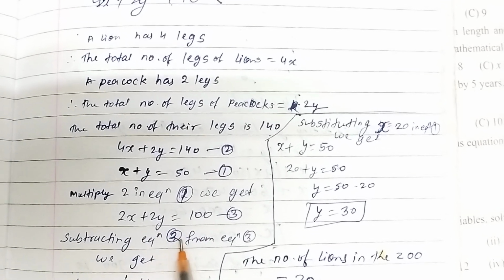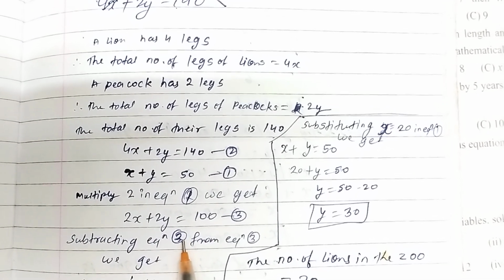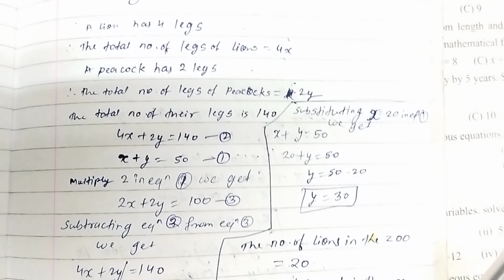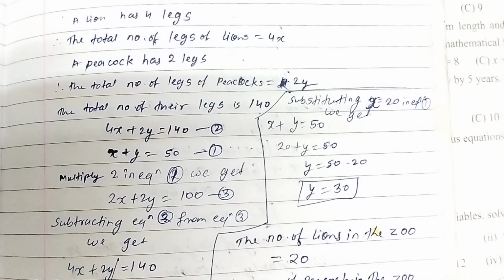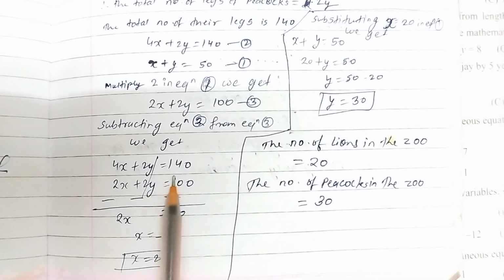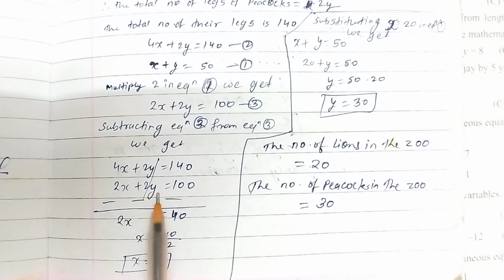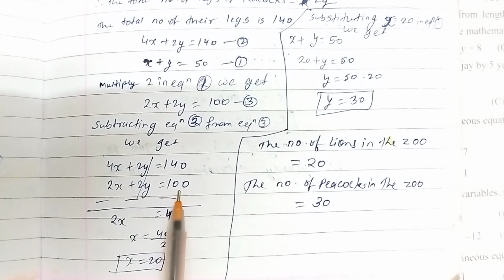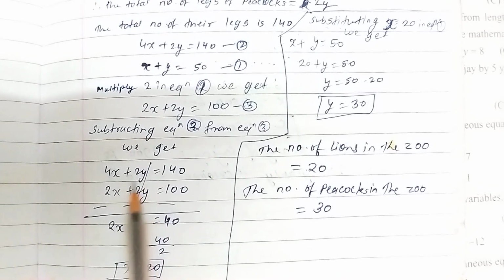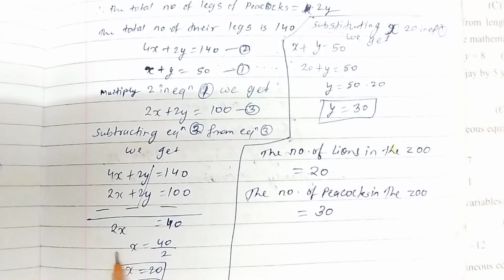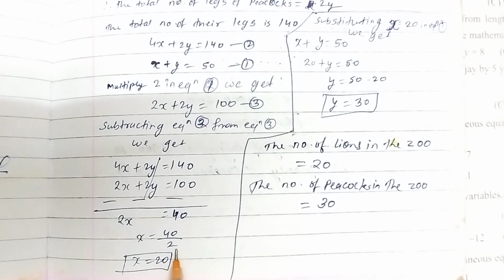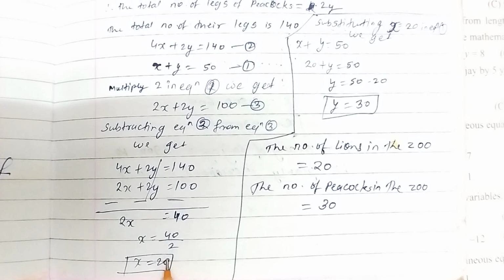सो सब्ट्रैक्टिंग इक्वेशन 3 फ्रॉम इक्वेशन 2 वी गेट. So 4x plus 2y is equal to 140 and 2x plus 2y is equal to 100, right. सो 2x एंड 2y, ये आपके कैंसिलेशन हो जाएंगे. 4 माइनस 2 इज इक्वल टू 2. सो 2x इज इक्वल टू 40, सो x इज इक्वल टू 40 अपॉन 2, सो x इज इक्वल टू 20.